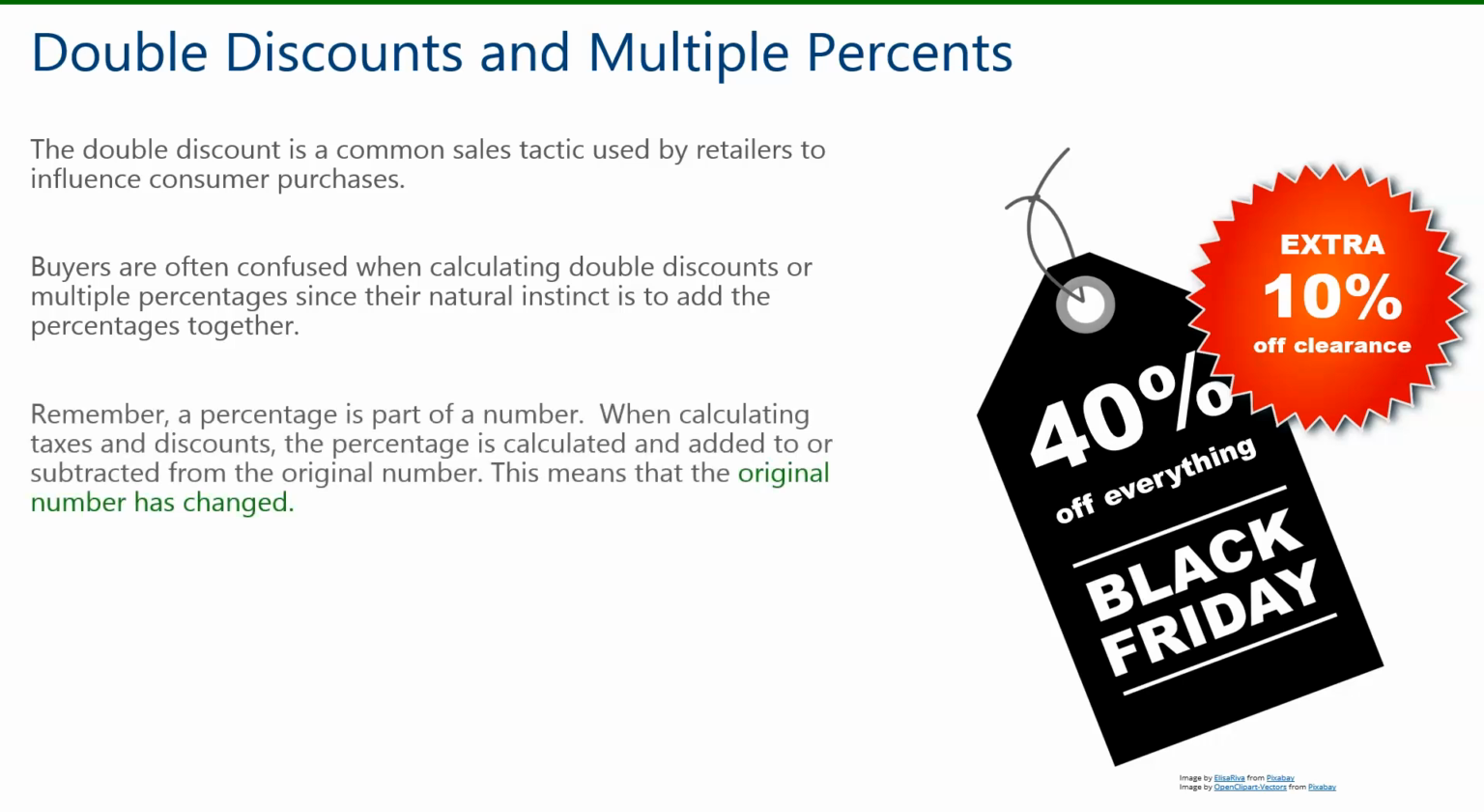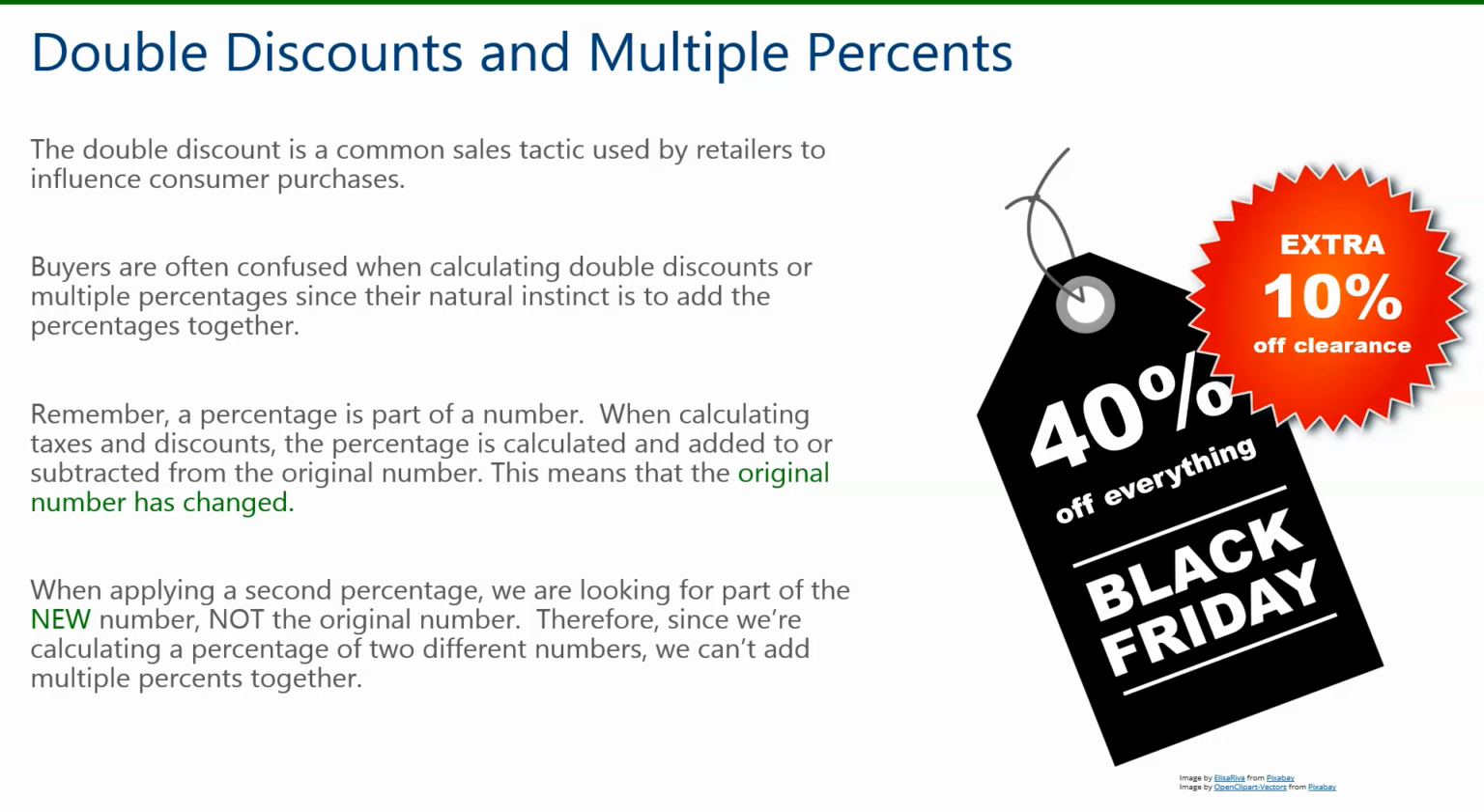Remember, a percentage is part of a number. When calculating taxes and discounts, the percentage is calculated and added to or subtracted from the original number. This means that the original number has then changed. When applying a second percentage, we are looking for part of the new number, not the original number. Therefore, since we're calculating a percentage of two different numbers, we can't add multiple percentages together.